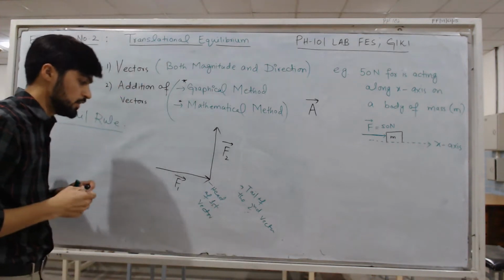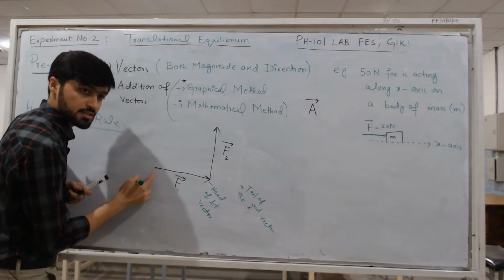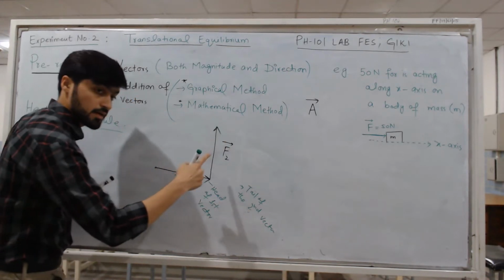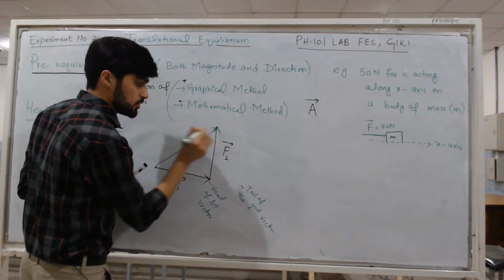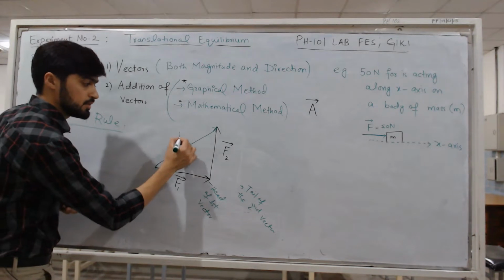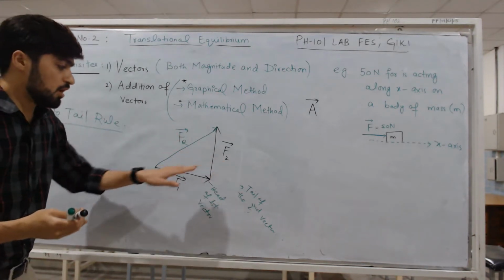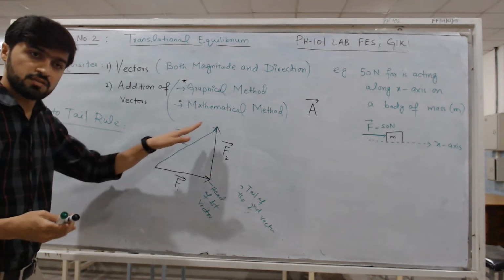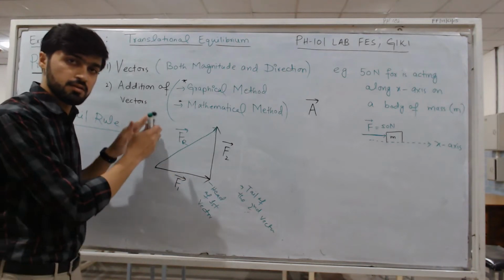Now the resultant will be actually this one. The initial vector, the starting point of the first vector, and the ending point of the second vector. So we will draw a vector here. So this is actually the resultant of these two vectors. Means the addition of two vectors gives a resultant vector. So this is actually representing the vector sum of these two vectors. This is the resultant vector.